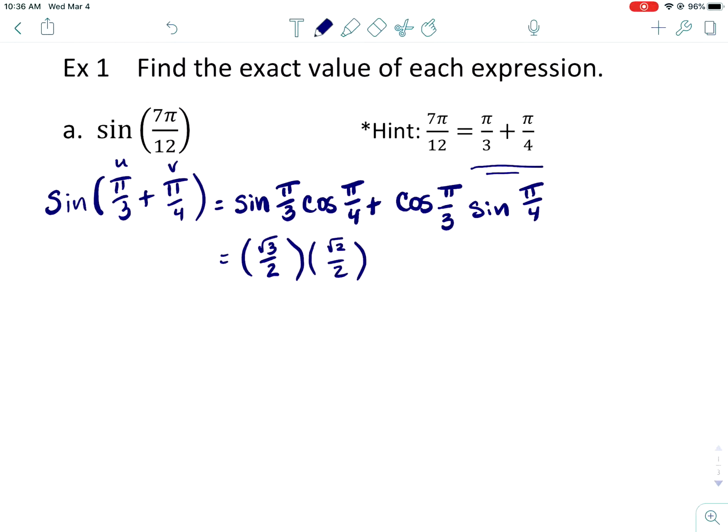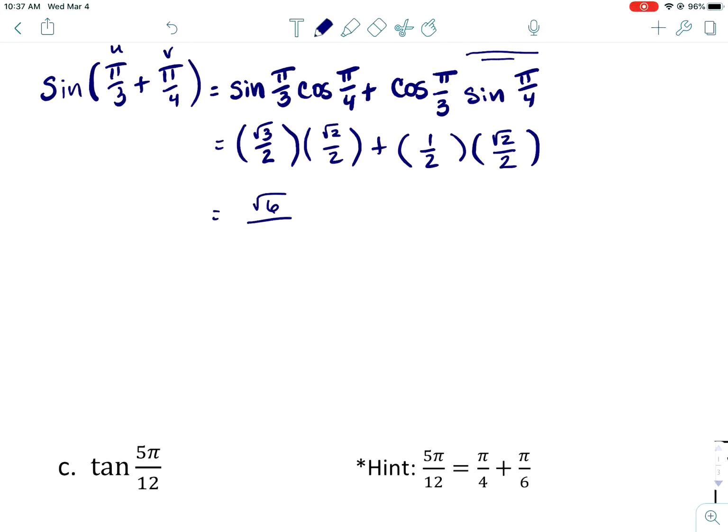And then from here, it's just multiplying fractions, adding fractions. It's not really trigonometry at this point. It's just combining all these fractions together. So we'll start by multiplying. So if you multiply the square root of 3 by the square root of 2, what do you get? Square root of 6. So if they're both under the square root, you can multiply them together. And then 2 times 2 is 4. Right, and then 1 times the square root of 2 is the square root of 2. 2 times 2 is 4.